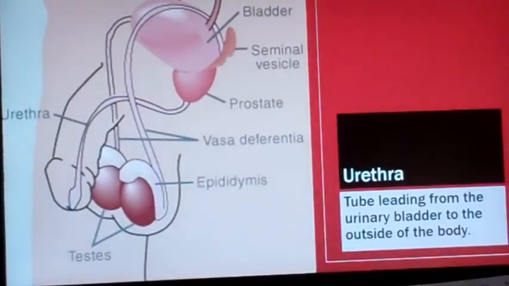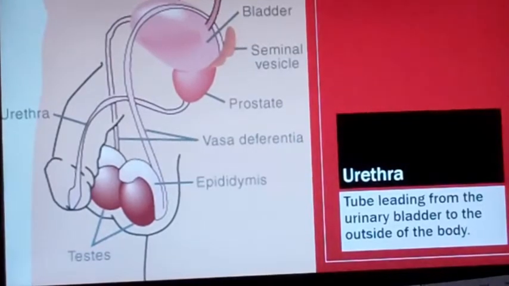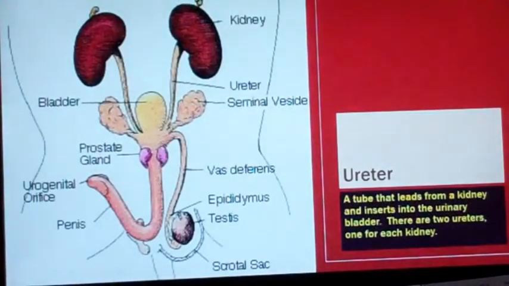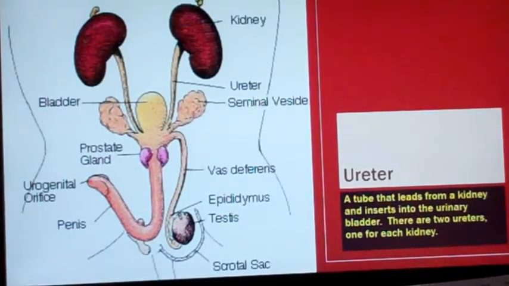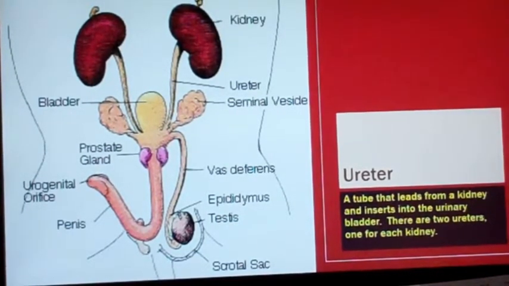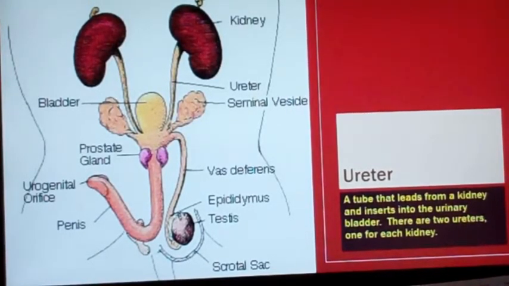Urethra. Tube leading from the urinary bladder to the outside of the body. Ureter. A tube that leads from the kidney and inserts into the urinary bladder. There are 2 ureters, one for each kidney.